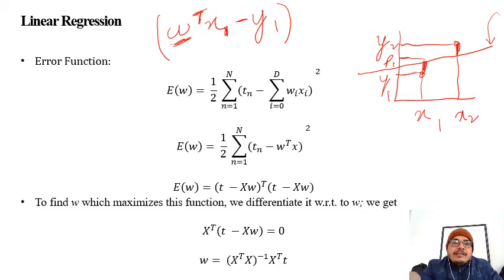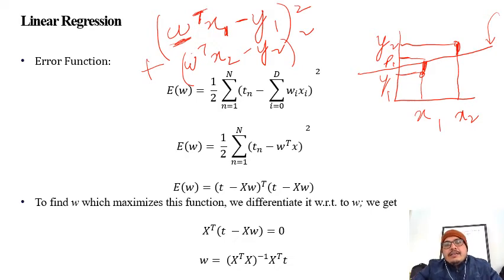Then there will be a problem, because for some points you get a negative value and for some a positive value. So just to avoid that, you take a square of this expression. Now whether it is positive or negative, it converts to a positive entity. You calculate this error for every point: the error for x2 will be W transpose x2 minus y2, squared as well, and you sum them up. This is the total error.